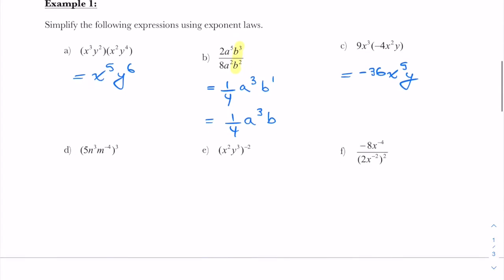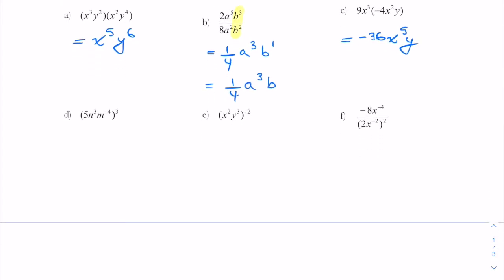Halfway there, moving on to part D. So here we have the expression 5 n to the exponent 3 m to the exponent negative 4, all to the exponent 3. There's nothing to simplify inside of the bracket, so I'm going to go ahead and apply the exponent. Now the common mistake here is to forget to apply the exponent to the coefficient. So I'm just going to show my work here. You have to apply the exponent to everything inside of the brackets as I'm writing down here.